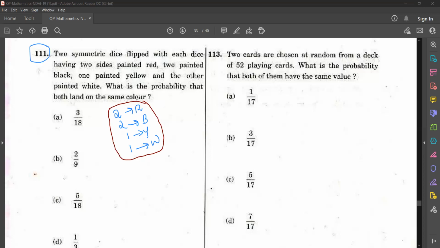How to do this? You need two dice landing on the same color, isn't it? Suppose these are two dice and you're throwing, you need them to land on the same color. That means if red comes here, here also it should be red. Or if it is black here, here also you need black. Or if it is yellow here, here also yellow. Here it is white, here also white. Okay, so let's see how to do it.